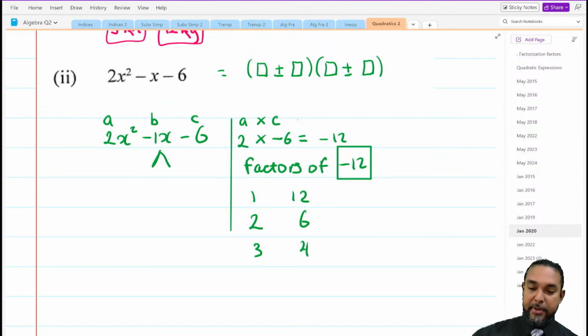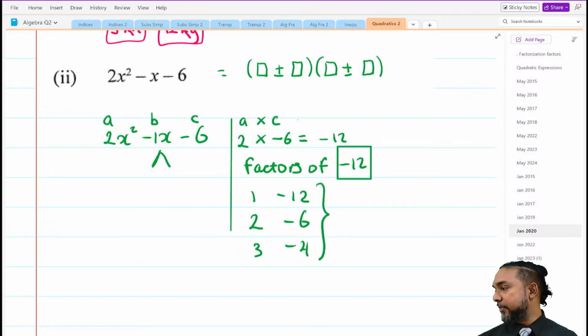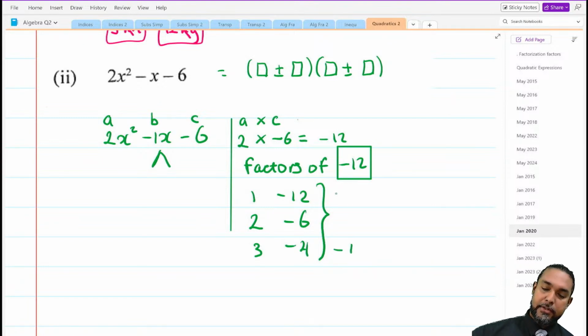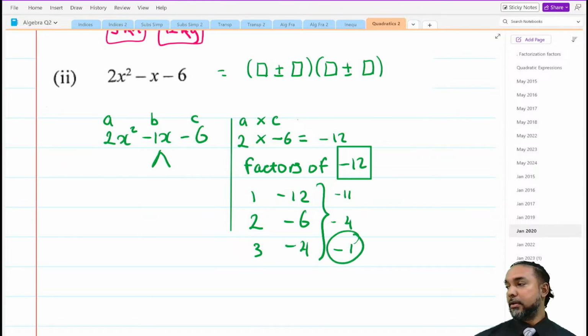Right. So, from here now, if this is negative, the larger factor in each pair is negative. So, which of these pairs here, when we add or subtract, will give us the minus 1? Well, 1 minus 12 is minus 11. 2 minus 6 is minus 4. And 3 minus 4, that's minus 1. Right? So minus 11, minus 4, minus 1. So this, right? So what do we do with that?